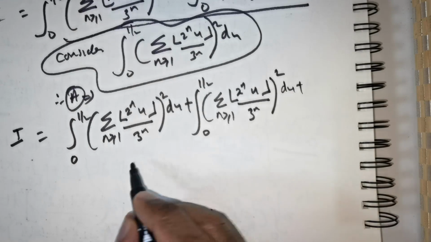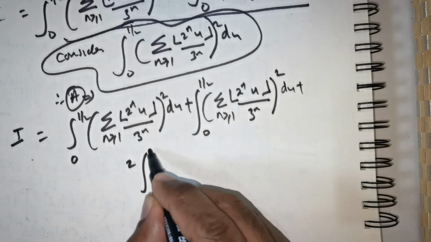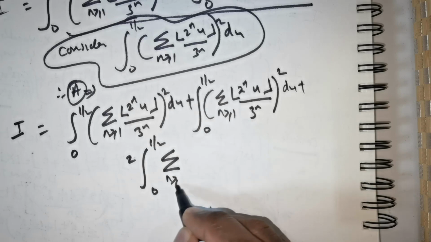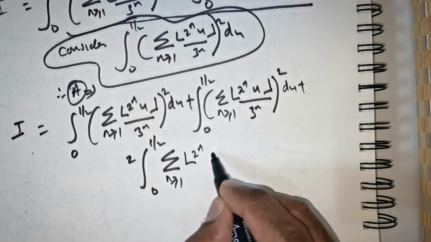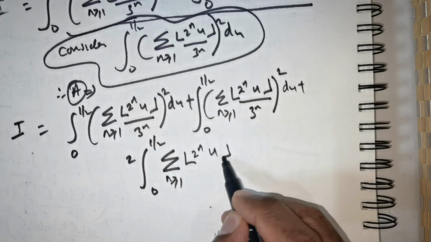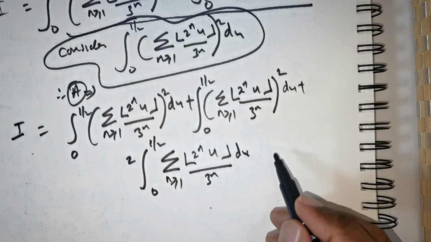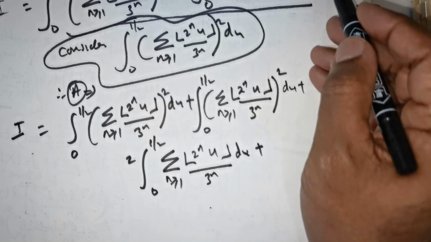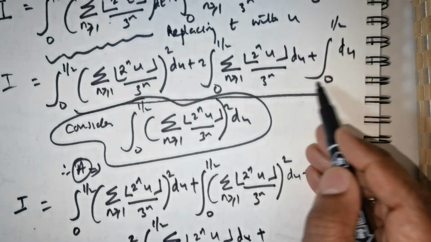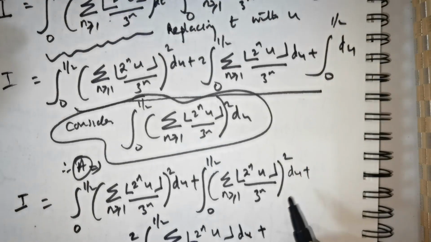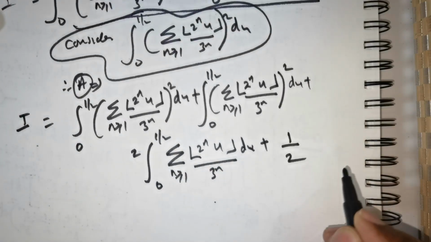plus, followed by this term, 2 times integral 0 to 1/2 sigma n ≥ 1 floor of 2^n u divided by 3^n du, plus, now if you were to integrate this, this is going to give you u. If you were to substitute the upper limit minus lower limit, this is going to be 1/2. So just place 1/2.